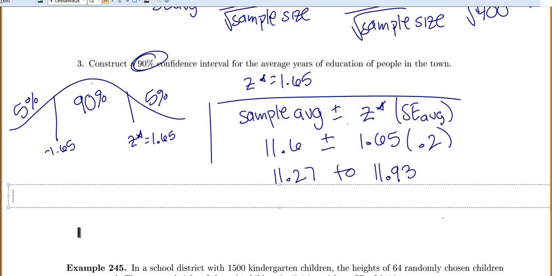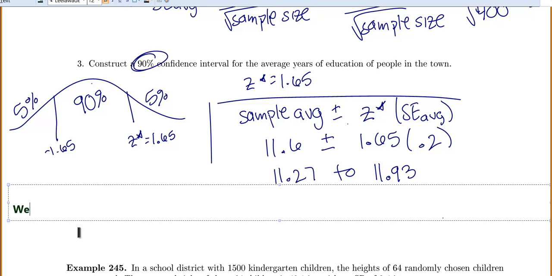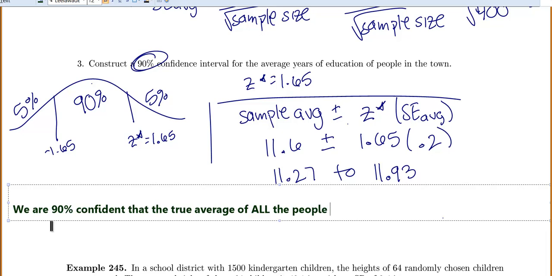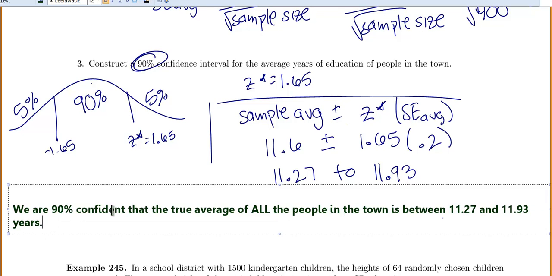And then, of course, what does this mean to us? This means that we are 90% confident, since we only did a 90% confidence interval, that the true average of all the people in the town is between 11.27 and 11.93 years. So once again, 90% confident that the average for all the people in town is between those two numbers.